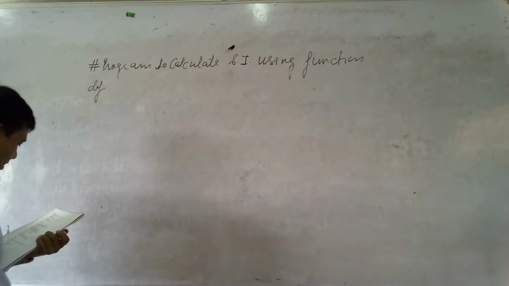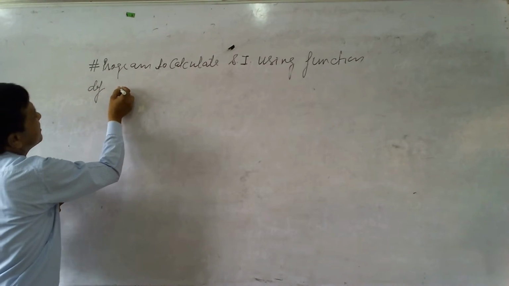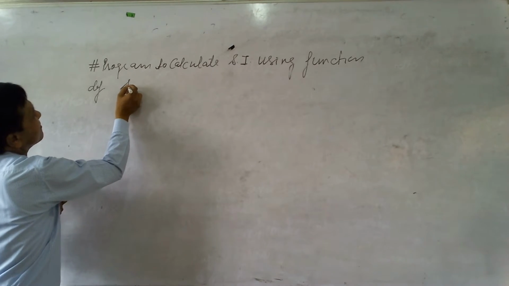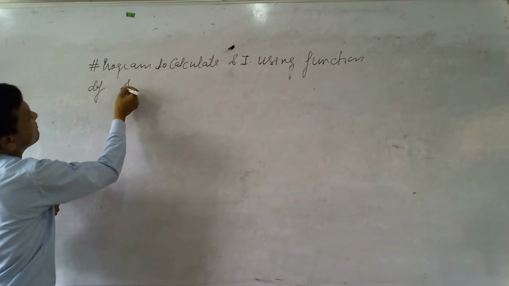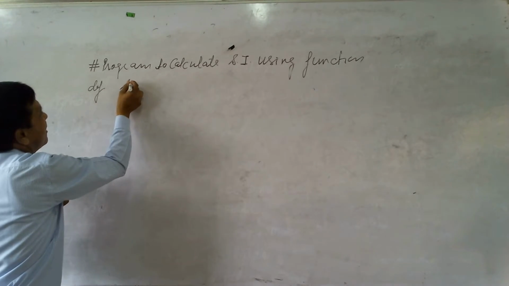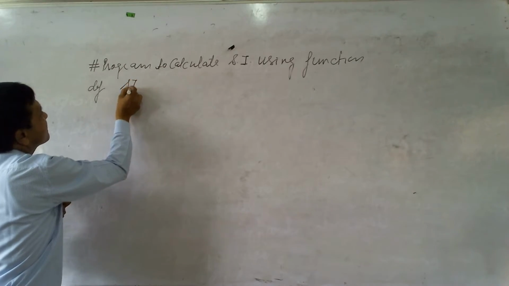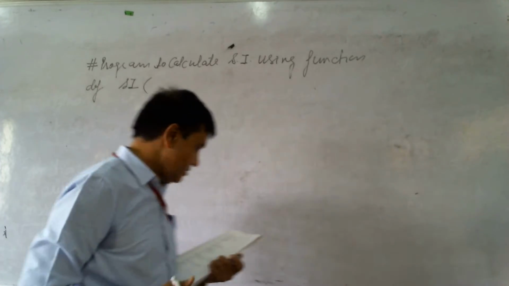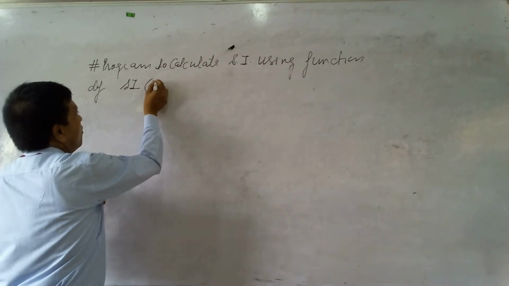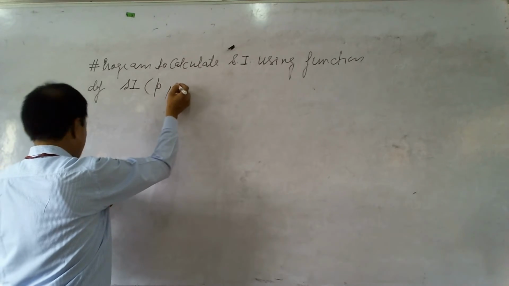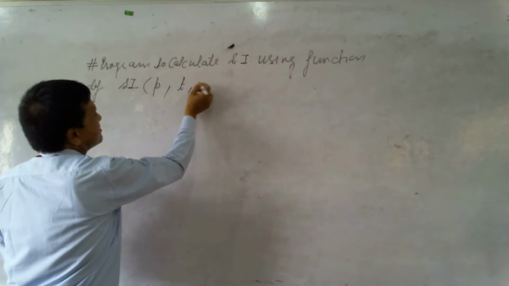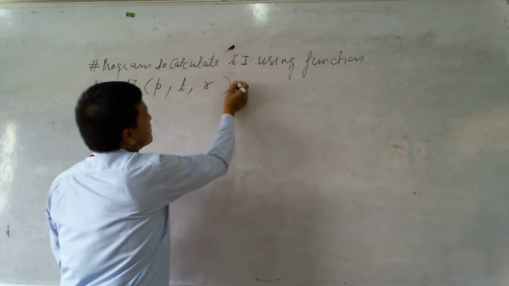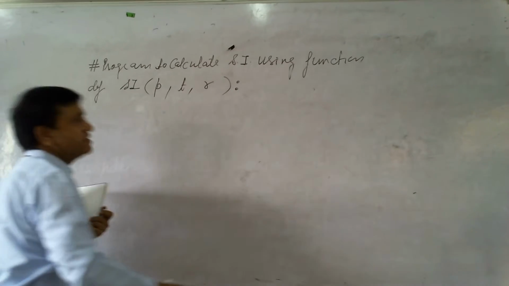def. And the name of function I am taking here is SI. You can take any name; the function name is user defined. This function should receive three parameters, like one for principal, another for the time and rate. Fine. After this, we will specify a colon and press the enter key.